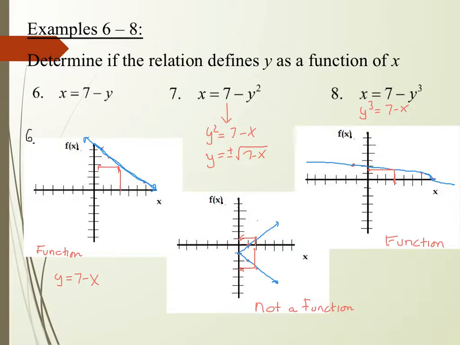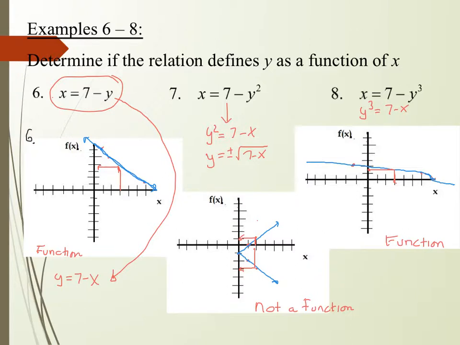So for examples 6 through 8, determine if the relation defines y as a function of x. We can write this function, x equals 7 minus y, as a line, which we did down here at the bottom, and we can draw that function on the coordinate system. And when we do that, we see that for each value on the line for x, there's only one value of y. Therefore, number 6 is a function.